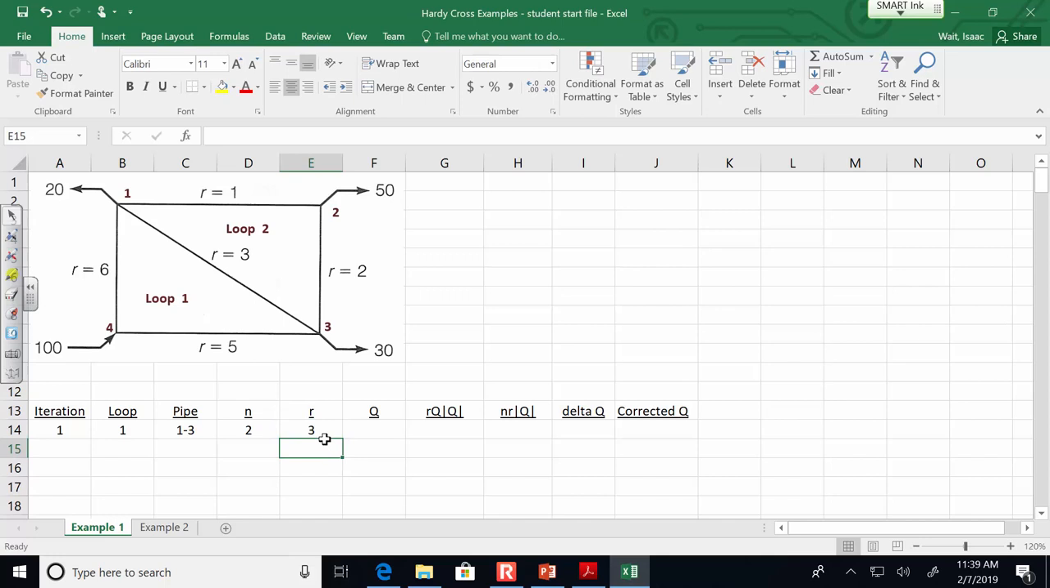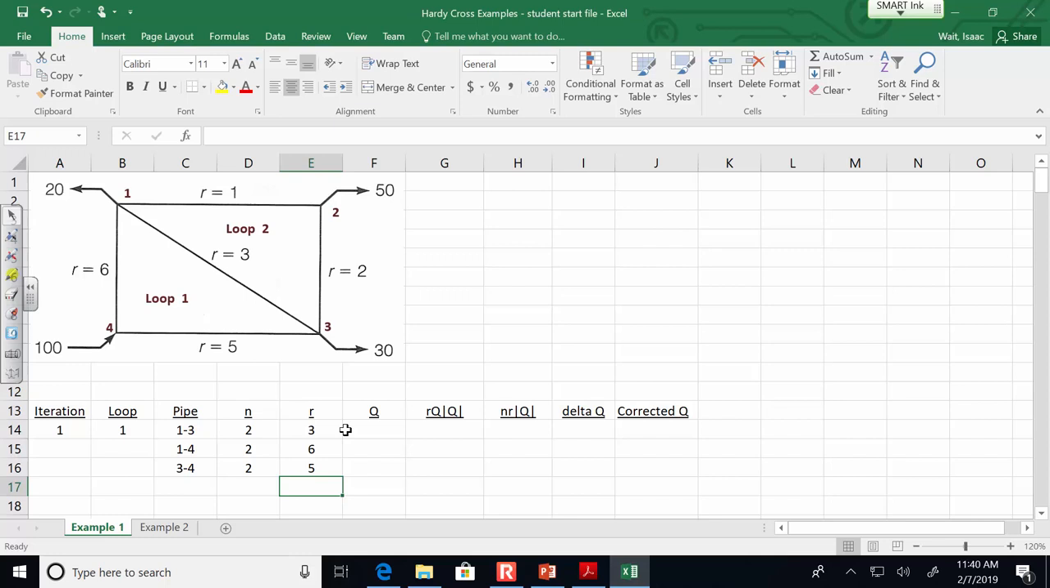Let's put in also pipe 1-4 and pipe 3-4. They all have the same N value, but the R values are 3, 6, and 5. Okay, so any questions so far?